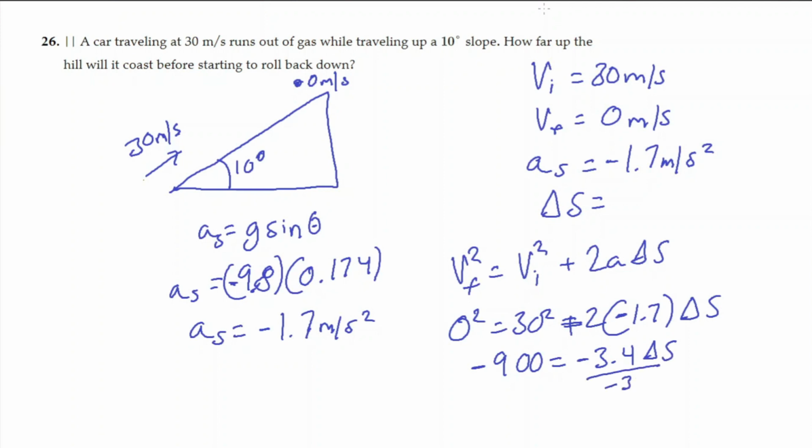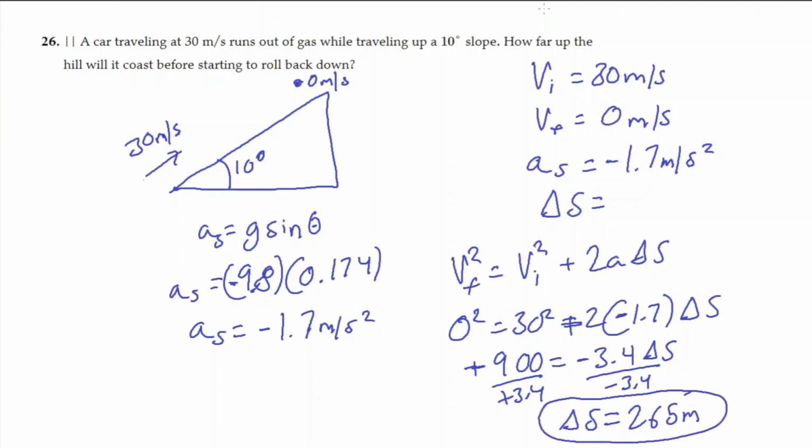If we divide by negative 3.4 on both sides, we're going to get that delta S is equal to 900 divided by 3.4. The negative signs cancel out because it can be positive. Delta S is going to be equal to 265 meters. And that is going to be your answer for how far up the hill it will coast before it starts to roll down at a 10-degree slope.